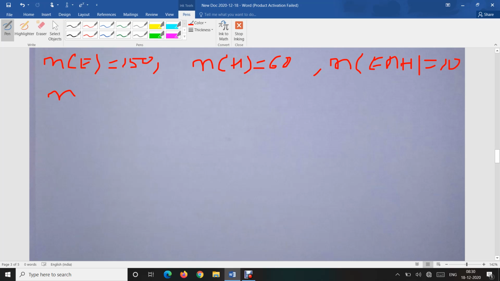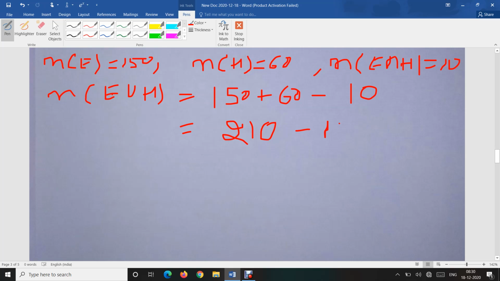First of all, you have to find E union H. For that you have the formula: n of E, that means 150, plus n of H, 60, minus n of E intersection H, that means 10. So 150 plus 60 is 210, minus 10 means the union portion is 200. So you can say that there are 200 students in the group.